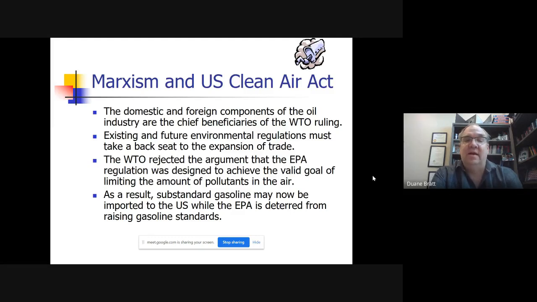Existing environmental regulations, but also future environmental regulations, will always take a backseat when it comes to expanding international trade. The WTO rejected the argument that the EPA was trying to remove pollution from the air. And as a result, substandard gasoline could now be imported to the United States, while the EPA is deterred from changing those standards in the future.